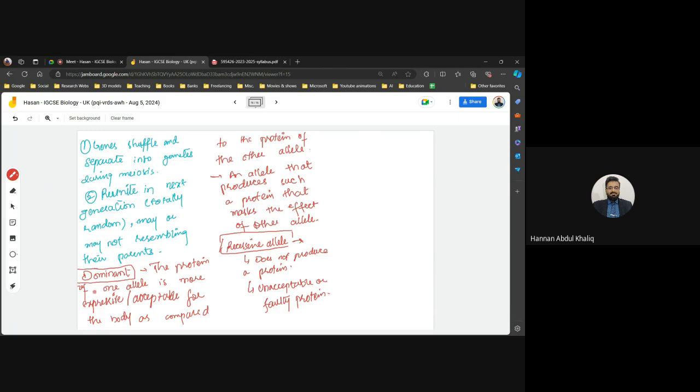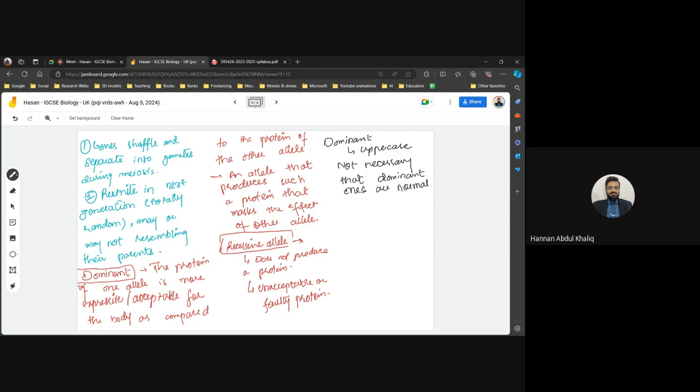That is why we say some alleles are dominant and some alleles are recessive. Most of the time, we represent the dominant ones with uppercase. But also remember that it is not necessary that dominant ones are normal. Maybe our syllabus would give us the idea that dominant ones are normal, but it is not true.